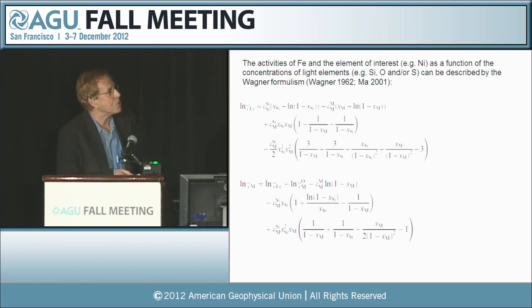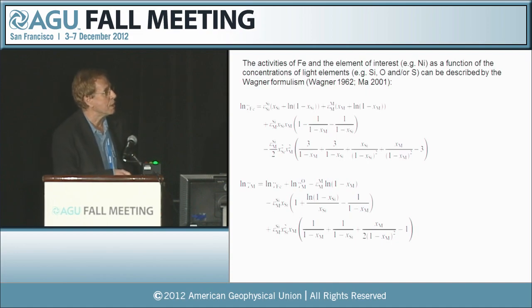Okay, so this is the thermodynamic bit. The activities of iron and the element of interest, for example nickel, in a liquid iron alloy can be expressed in terms of the Wagner formalism modified by Ma in 2001. And we have here an expression for the activity coefficient of iron in the liquid iron alloy, and an activity coefficient for element M. I'll be mostly talking about nickel in the liquid iron alloy. And we have a lot of compositional terms here, the silicon content, the concentration of nickel.